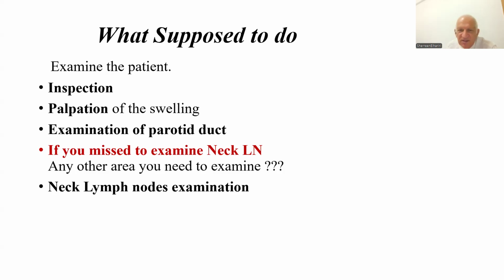If you miss the lymph nodes you lose a big mark, because usually it is half the marks for the swelling, if you have a swelling and the lymph nodes. It is important when you examine the lymph nodes to enumerate them: submental, submandibular, post-auricular, occipital, upper and lower deep cervical lymph nodes.